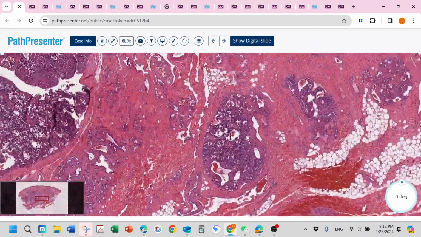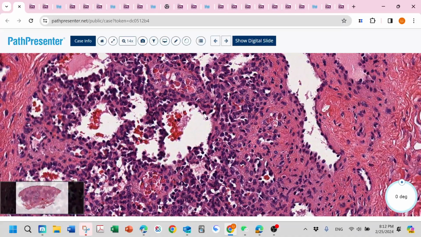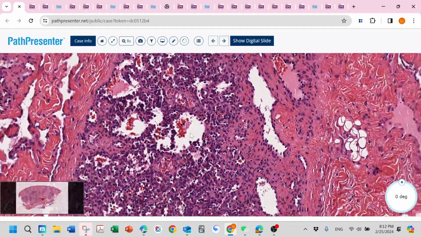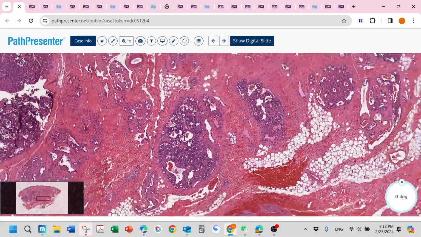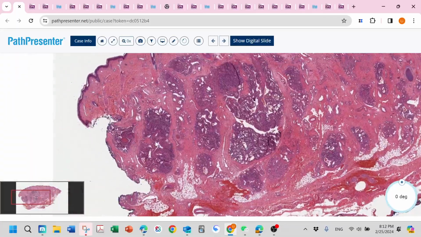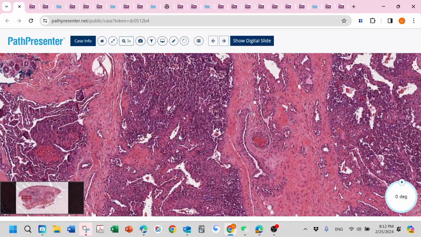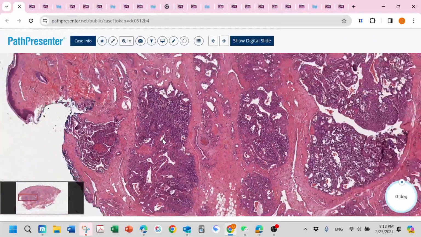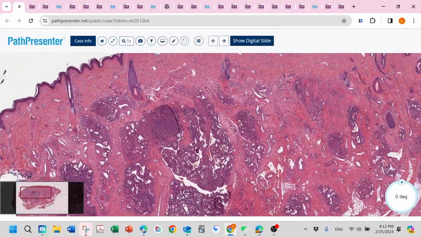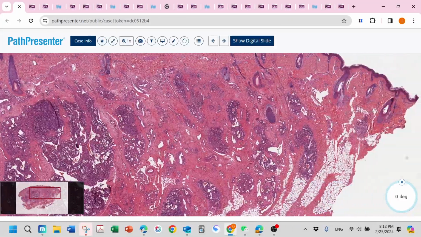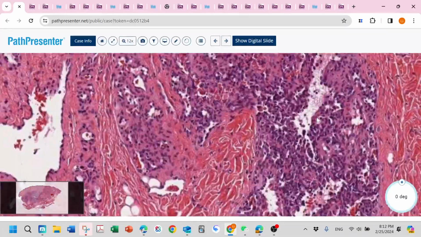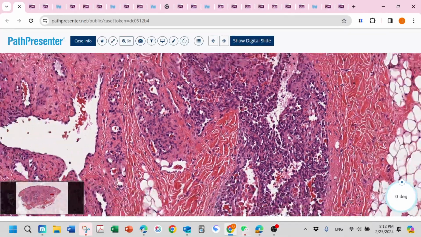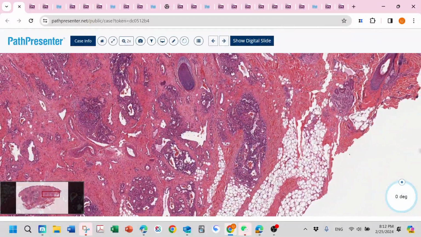And then the cells are really monotonous. You do not see really hyperchromatic cells there. Then combine all the history, and this endothelial vascular lesion, you can call this infantile hemangioma. And then the characteristic IHC staining is GLUT1. So individual nodule like this.